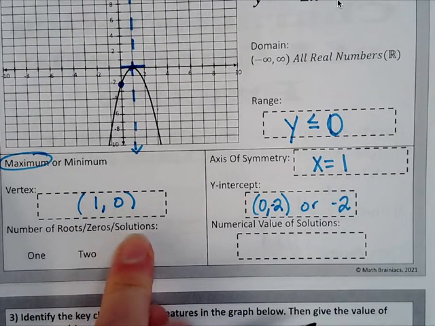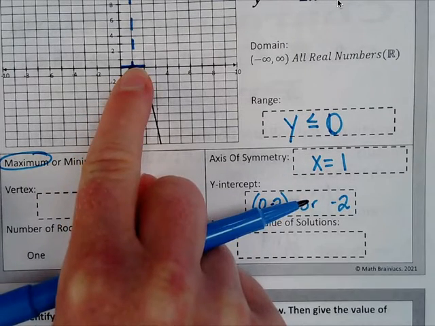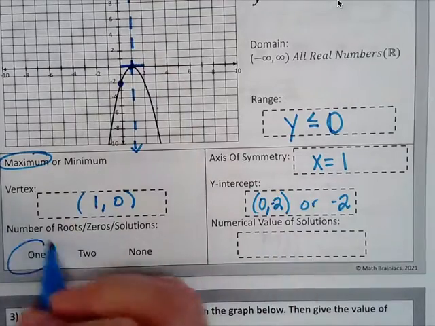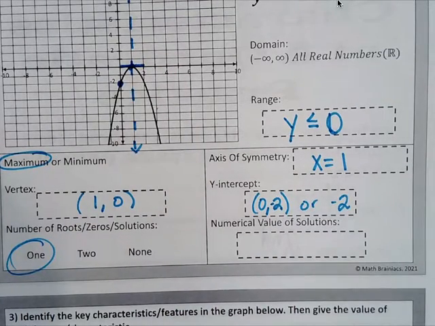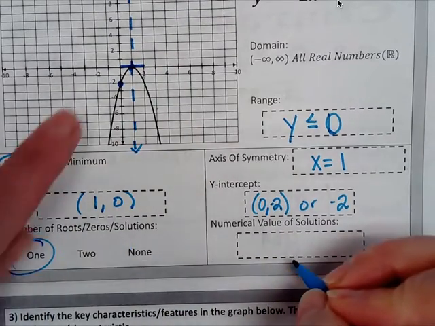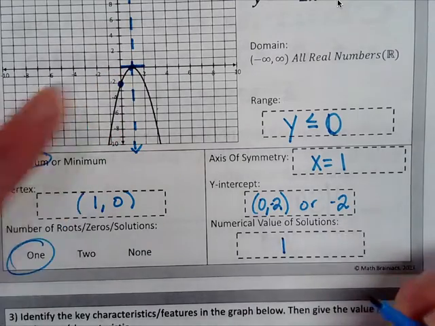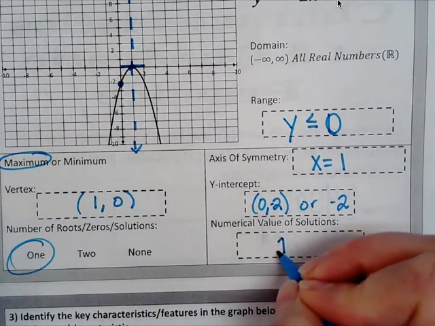Roots, zeros, and solutions. That's all the same thing. All it means is where is your x-intercept. So it just intercepts at 1 point. So we have one of them. And the solution is at +1. We can just write 1.